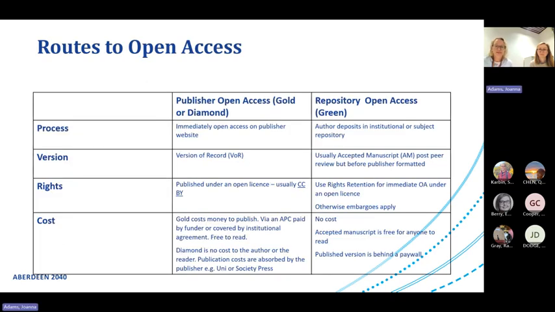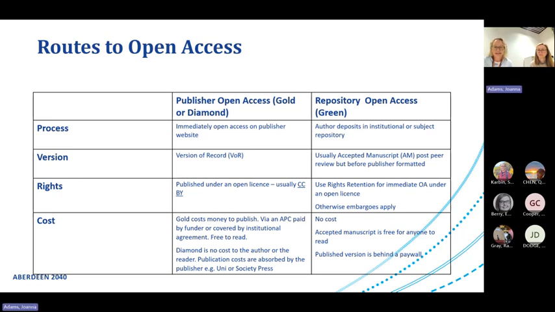Now, there are two main routes to open access. You can either publish the final version of record immediately on the publisher website or platform, which is known as gold or diamond open access, or you can deposit a version of the manuscript in an institutional or subject repository. That is known as green open access. Either way, they will be freely available for anyone to read, and they should be published under a license that allows sharing and reuse.